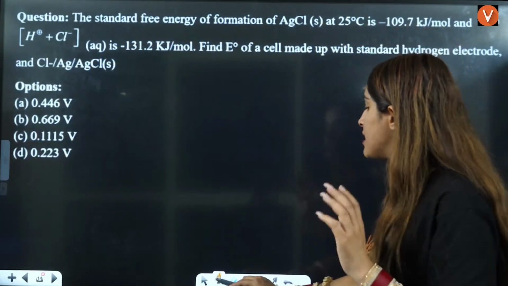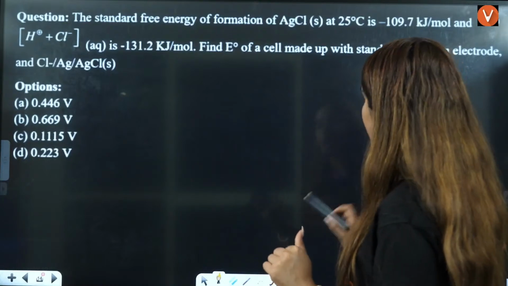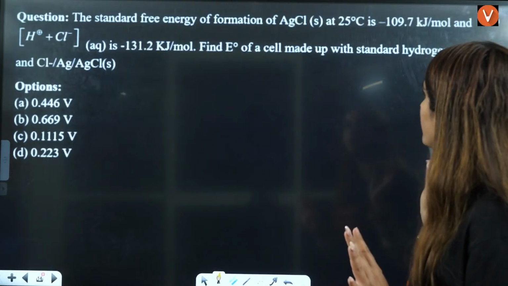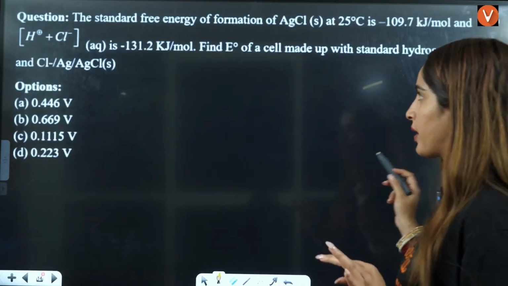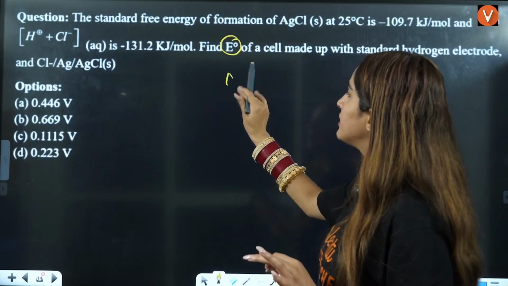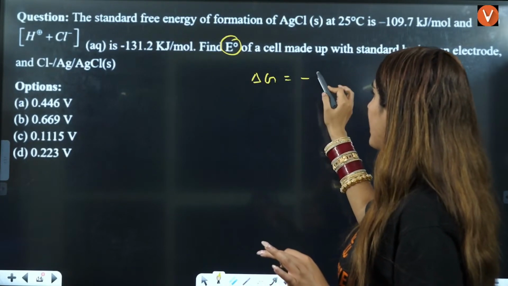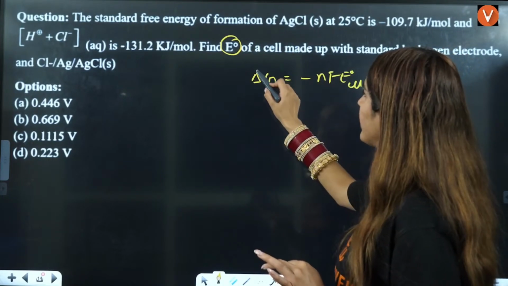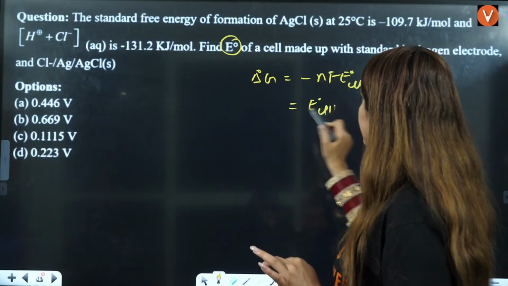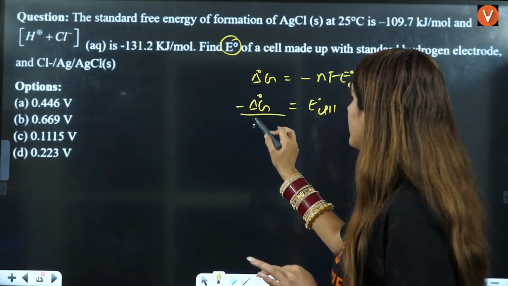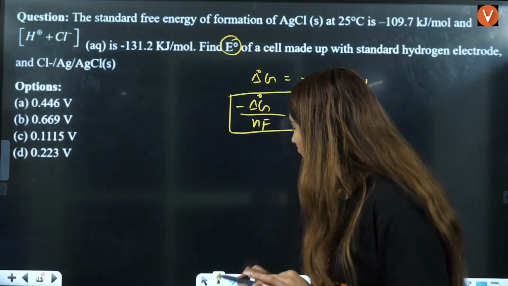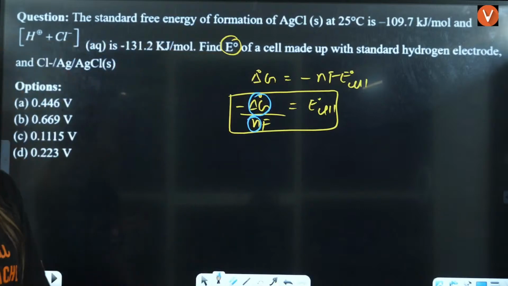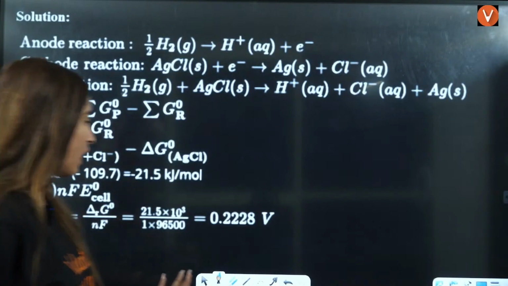Now let us see the next one. The standard free energy of formation of AgCl. Standard free energy of product and reactants are given to you. E0 is made by standard HCl. E0 they are asking you. We know that delta G is equal to minus nFE0. Right? Now they are asking you the value of E0 here. That will be equal to delta G naught divided by n. So now you have to find out the value of delta G and n from here. Delta G and the value of n, how will you find it?